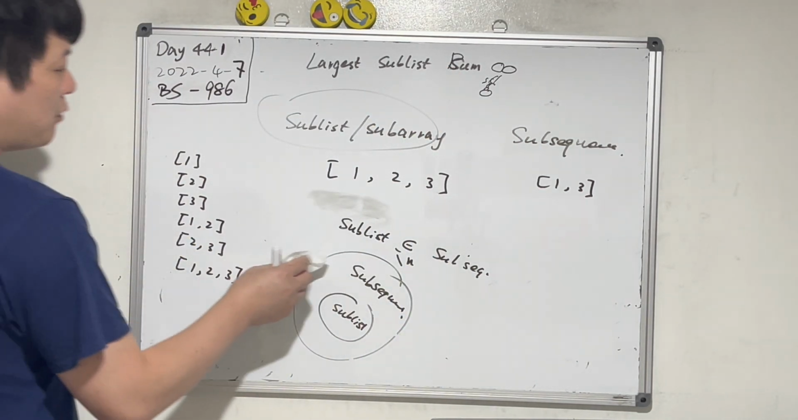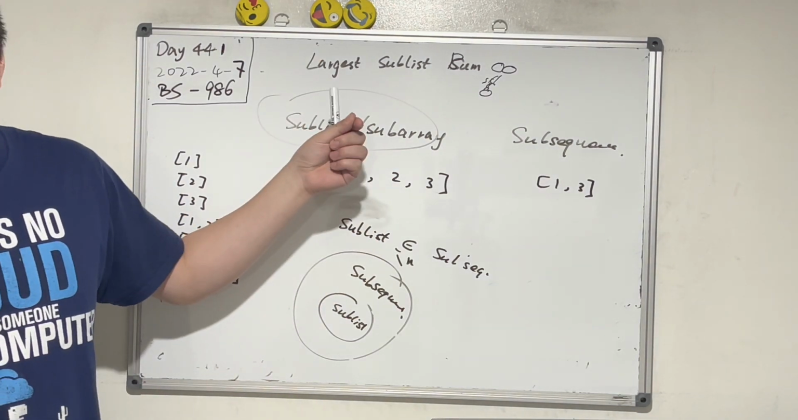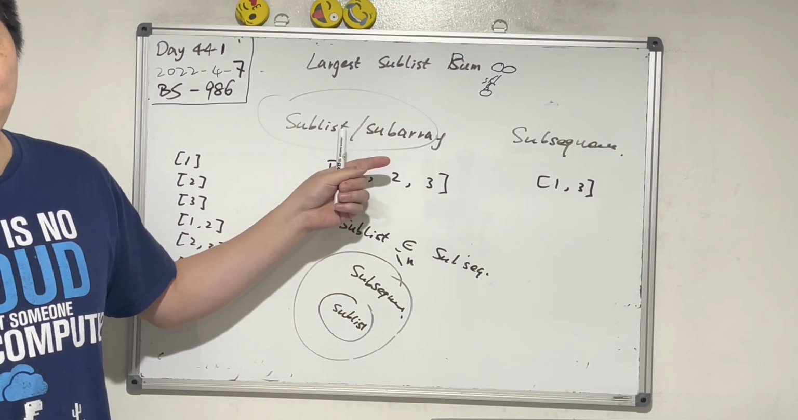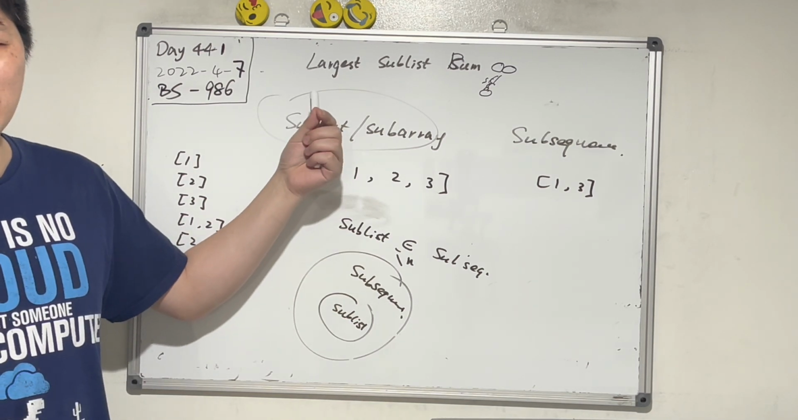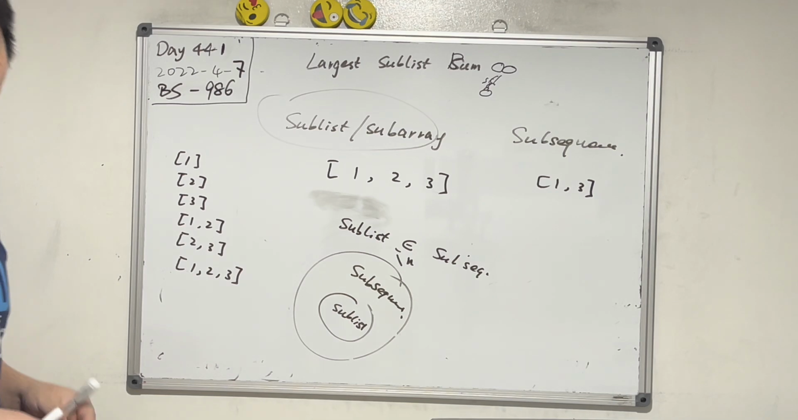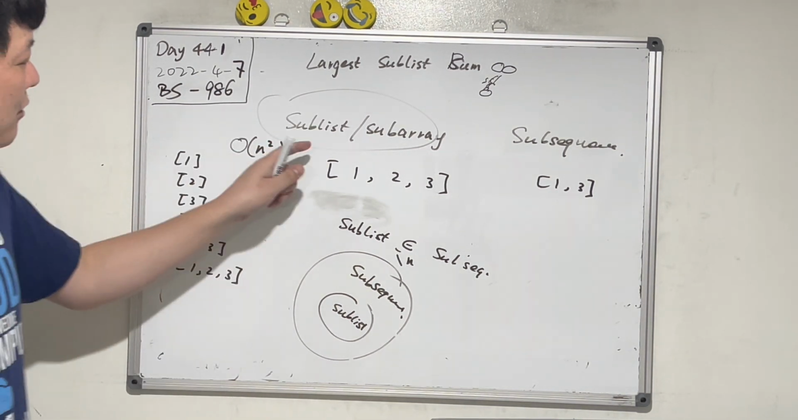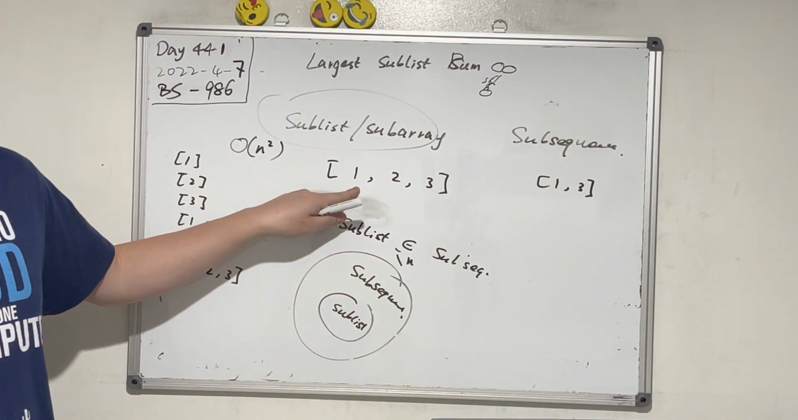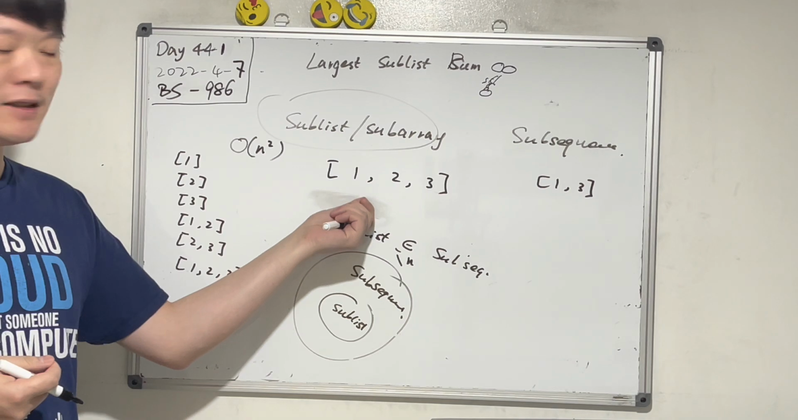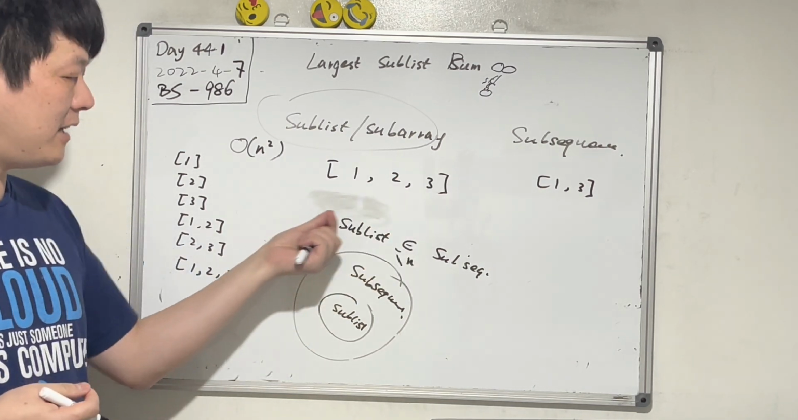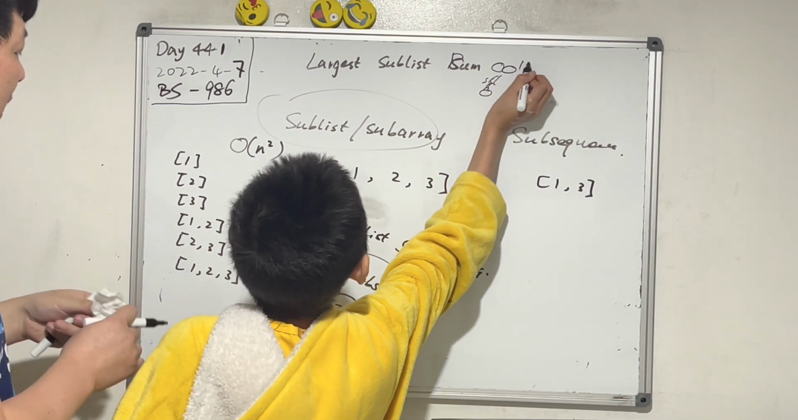So for problems like sublist, we can always brute force. What's the time complexity? O(n) squared. Why is that? Because we can pick the start of the sublist, and then we can pick the end of the sublist. That would be a nested for loop, and that's going to take O(n) squared time.